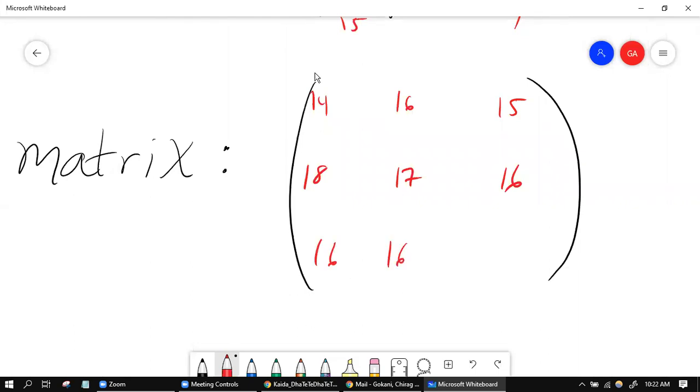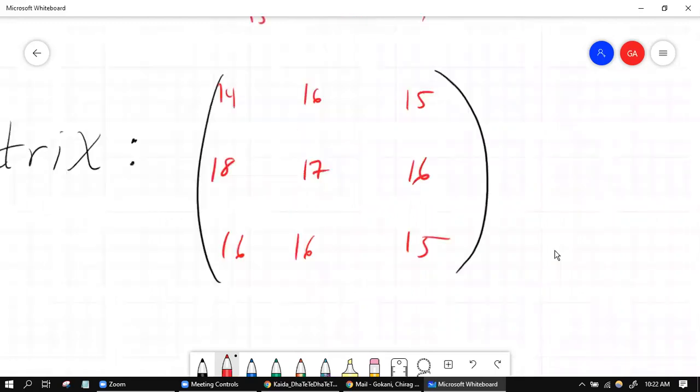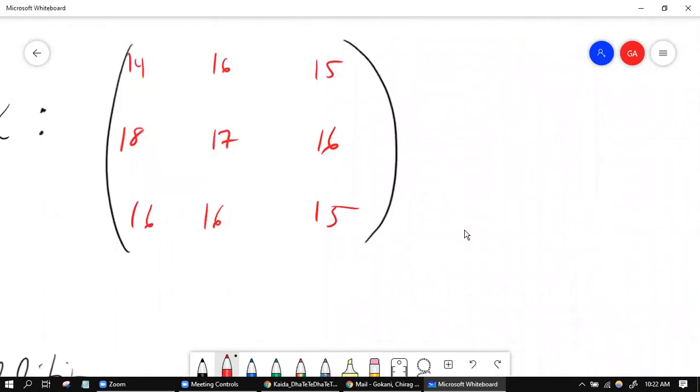This is a nice little matrix that we've constructed. What are the dimensions of this matrix? How many rows are there? 3. And how many columns are there? 3. So this is called a 3-by-3 matrix. You'll get very used to writing matrices like this, because with a 3-by-3 matrix, how many dimensions of space are there? 3. We live in 3-dimensional space.